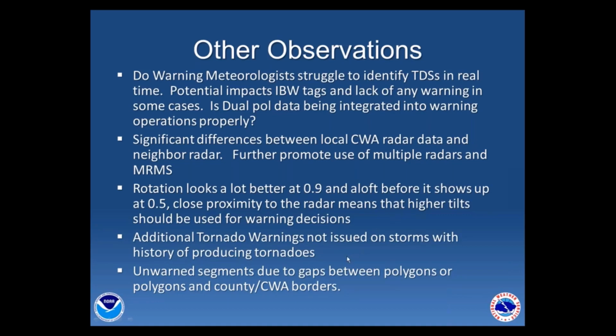We had additional tornado warnings that were not reissued with storms with a history of producing tornadoes. In addition, we had some unwarned segments due to gaps between polygons with the inner office polygons and at CWA and county borders as well. So we're not quite reaching to the borders, and these tornadoes are moving across those gaps. So while the public may be properly warned, I guess verification-wise, we're taking hits on these.